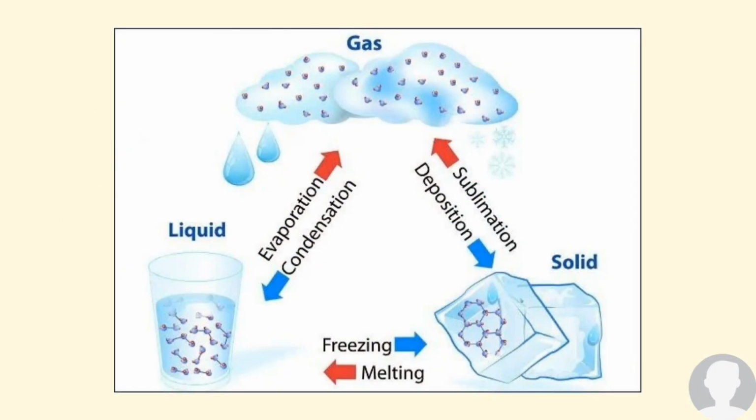Let's move to the change of state from one form to another. We have evaporation and condensation, from liquid to gas and from gas to liquid. We have sublimation from solid directly to gas or vapor, and we have freezing and melting. Change of states from one form to another depends on certain conditions of temperature or pressure.